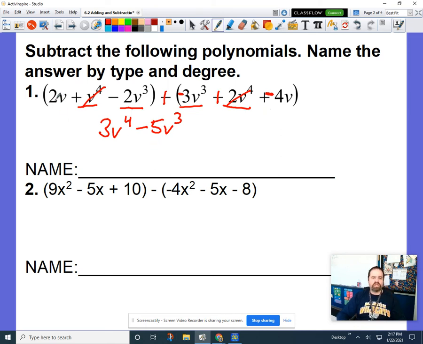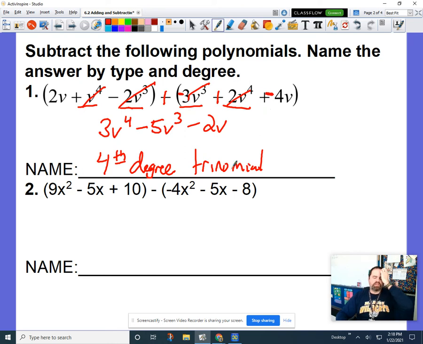And then our last term is the v's. So 2v plus negative 4v is negative 2v. No exponent. This is a fourth degree trinomial. And again, in your assignment, the terms for the degree adjective and the number of terms noun will be in the instructions there.